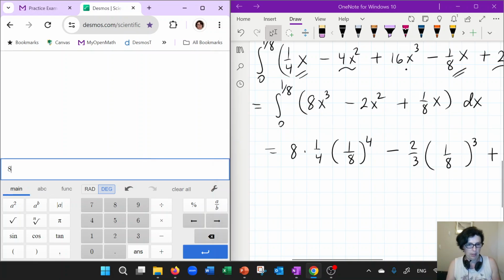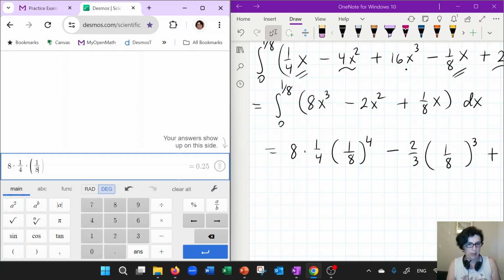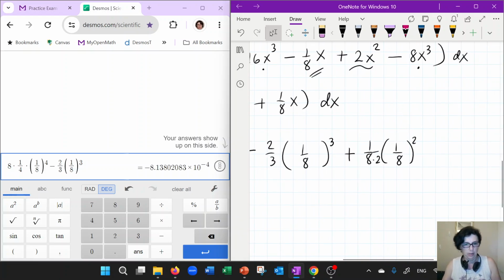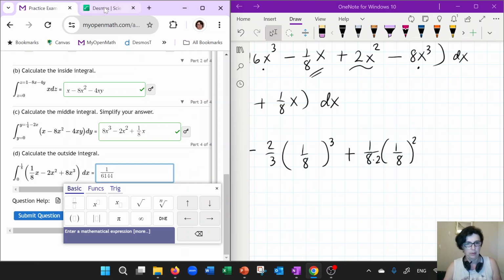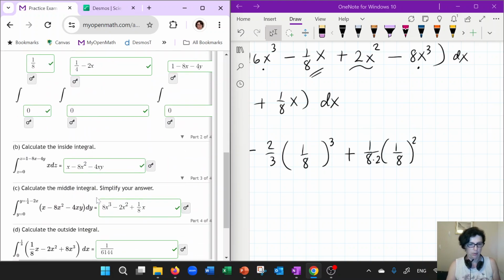Okay, so I've got 8 times 1/4 times 1/8 to the power 4 minus 2/3, 1/8 to the power 3, and then plus 1 over 16, 1/8 squared. Okay, I got some answer. I have absolutely no idea if that's right. Okay, I don't know. Wow, this was something.